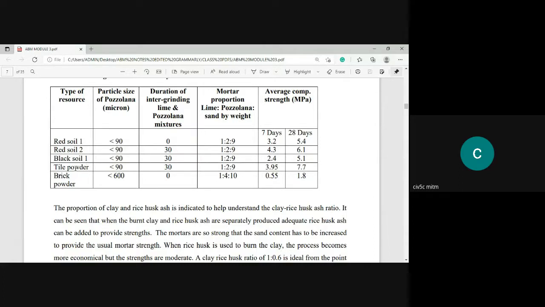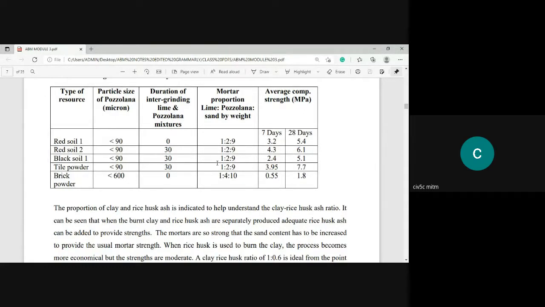Next, consider the black soil instead of red soil, and grind it to less than 90 micron after burning. Next, intergrind the lime and pozzolana for 30 minutes with the same proportion. I get 2.4 for 7 days, and you can see the magic, 5.1 MPa. That means intergrinding of lime and pozzolana leads to better compressive strength. Next, tiles powder, ground to less than 90 micron for 30 minutes.